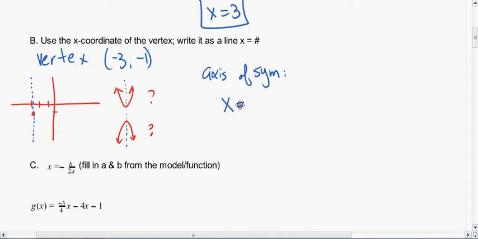And that number is always the x-coordinate of the vertex. So the equation of the axis of symmetry is x equals -3.